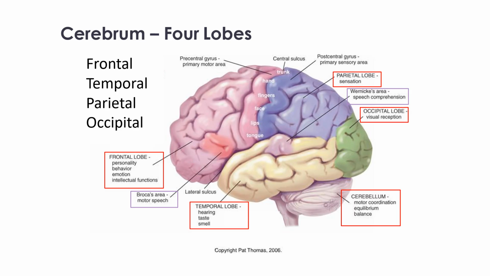The temporal lobe is for hearing, taste, and smell. The occipital lobe is going to allow us to be able to see. The Wernicke's area is for speech comprehension. This is where we comprehend what someone is saying to us. The parietal lobe is for sensation and allows us to be able to feel touch. And then we have the cerebellum. This is where we have our balance, motor coordination, and our equilibrium.